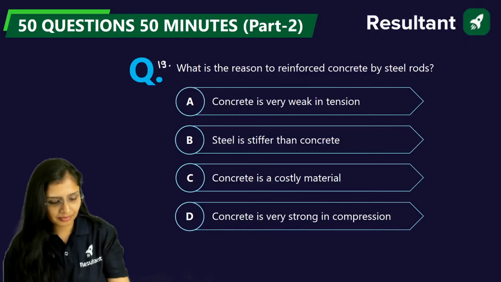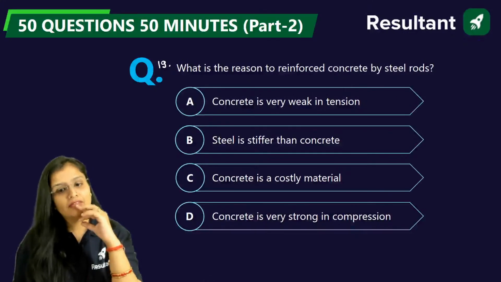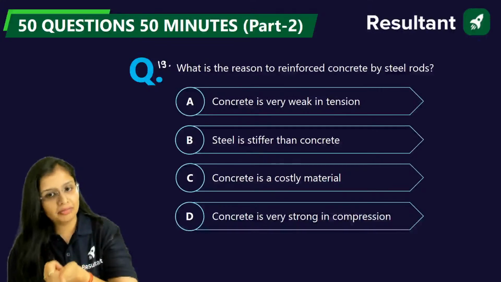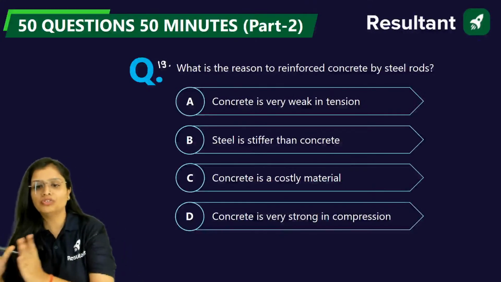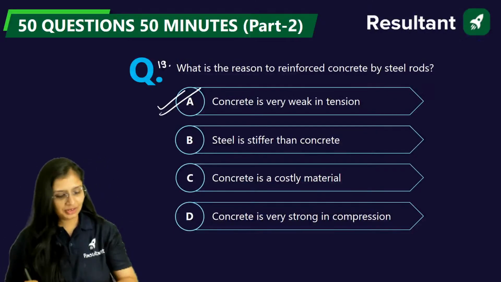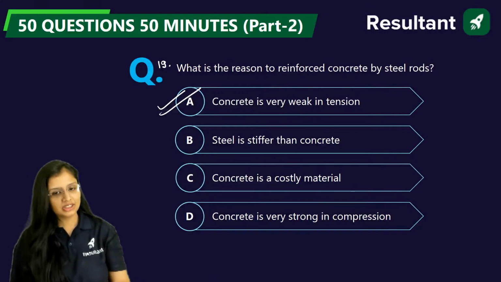Quickly. Why by steel rods? Why? Because concrete is a brittle material. It is weak in tension. And that is the reason we have to go for reinforcement by steel rods. So concrete is weak in tension. A will be your answer. That is the reason we go for reinforcement by steel rods.